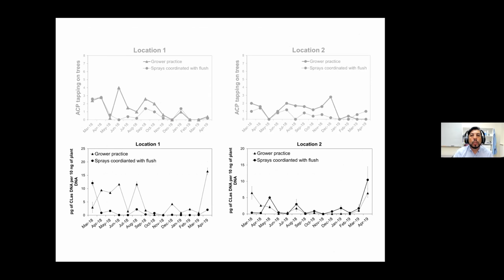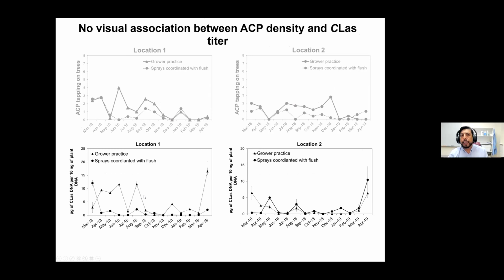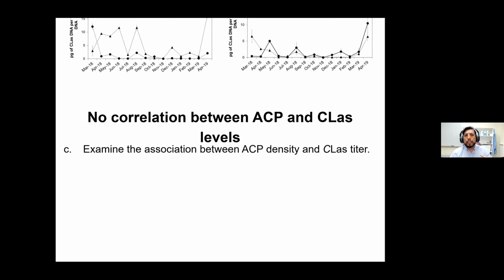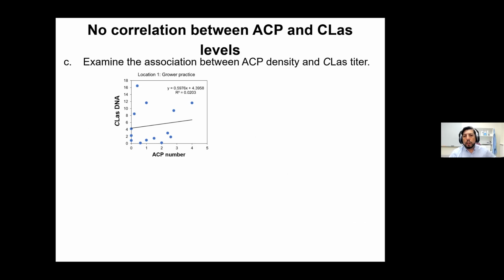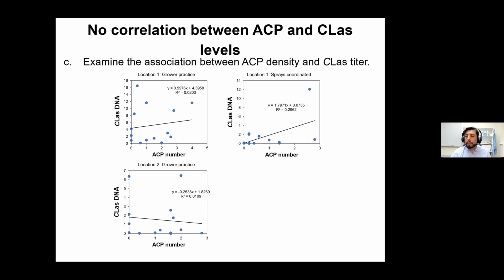This is a visual comparison between the number of ACP over time and the Psilas titer, and we did not find any visual association. We analyzed the correlation using Pearson correlations, and there is no association at all in any of the comparisons that we did.